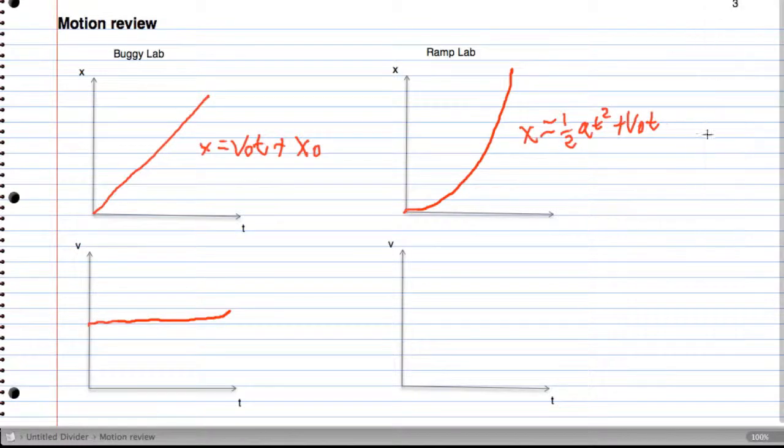Sorry, let me just move this. And we also got a linear equation for the velocity, like this. So v equals at plus v naught. A couple things I want to emphasize.